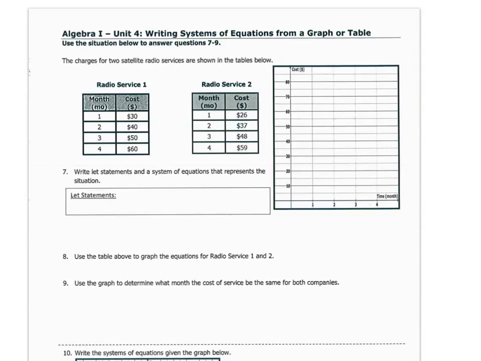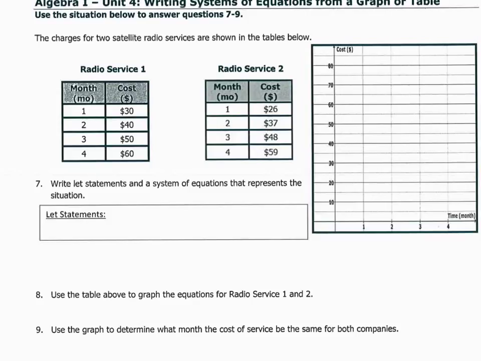Then go ahead and flip the page over and look at the last example here that we're going to do. It says the charges for 2 satellite radio services are shown in the table below. So we've got service 1 and service 2, and again, what I'm going to do is just call it service 1, so we'll call that S1, and service 2, we'll call it S2. So when we're going to graph our lines, we know we've got x's and y's on each table, so there's x and y there, and we've got x and y on this one.